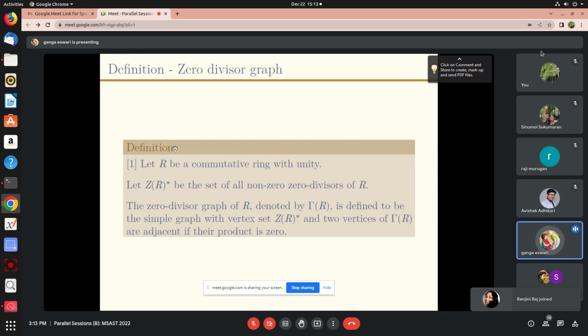Now we consider a zero divisor graph. Let's see the definition. Let R be a commutative ring with unity. Let Z(R)* be the set of all non-zero zero divisors of R. The zero divisor graph of R is denoted by Γ(R). It is a simple graph. Two vertices of Γ(R) are adjacent if their product is zero.